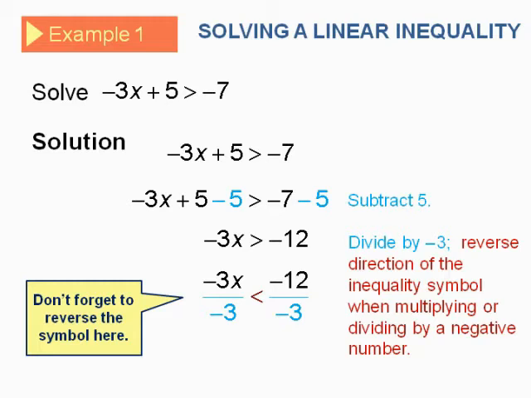Solving a linear inequality. Let's look at this example here. We're solving this linear inequality. Now, why is this linear? Oh, the variables are to the first power. We've seen this before. Just like this were an equal sign, we're going to treat this greater than sign the same way. We're going to subtract 5 from both sides. That's the addition property of inequalities. That will lead us to this step here: negative 3x is greater than negative 12.